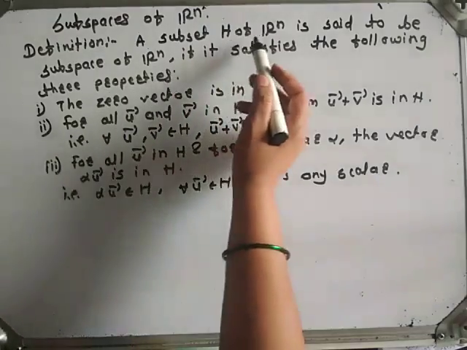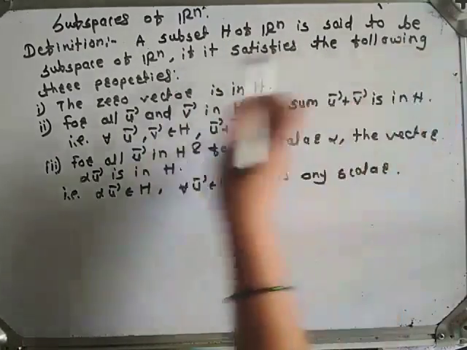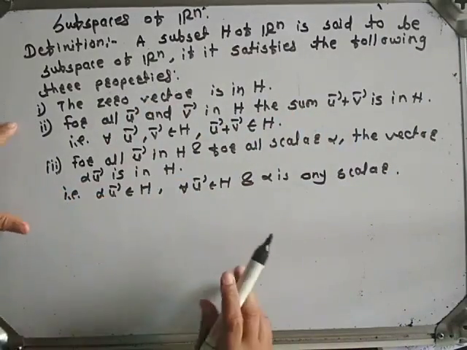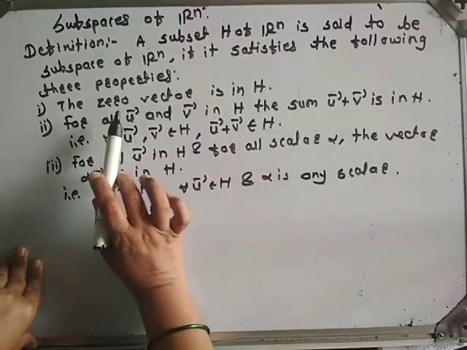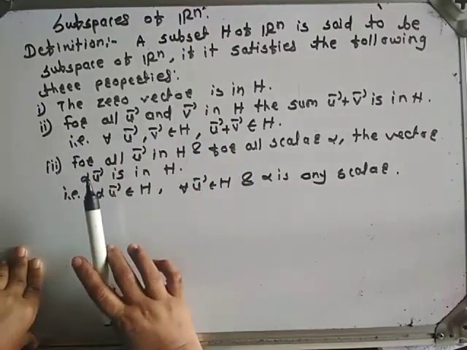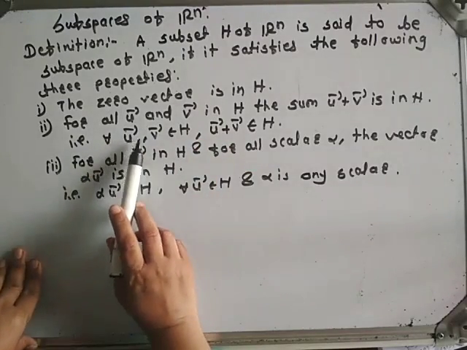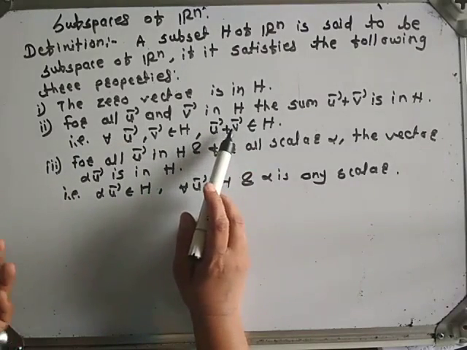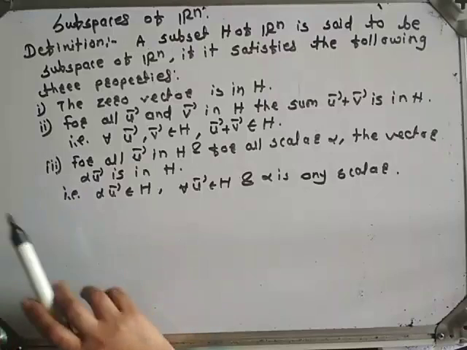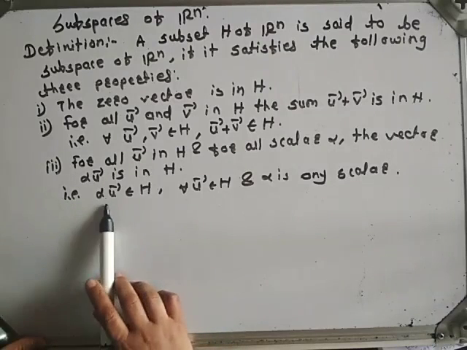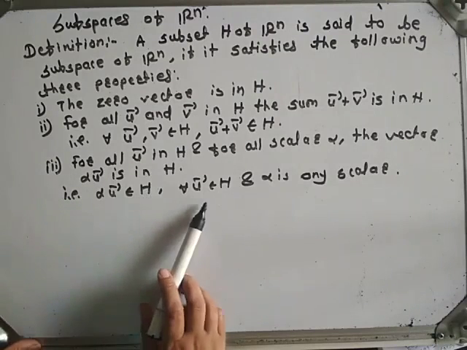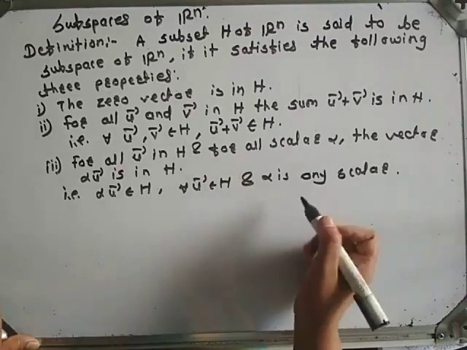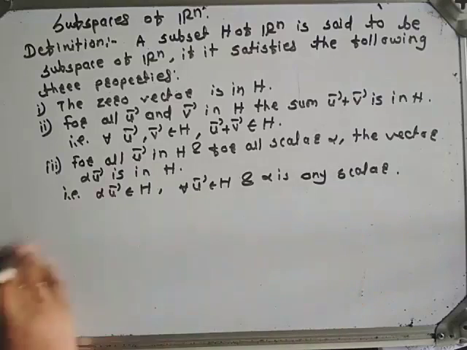A subset H of Rn is said to be a subspace of Rn if it satisfies these three properties. First property is zero vector is in H. If you take any two vectors in H, their addition must be in H, second property. And third property is alpha into u bar belongs to H for all u bar belongs to H and alpha is any scalar. Okay.